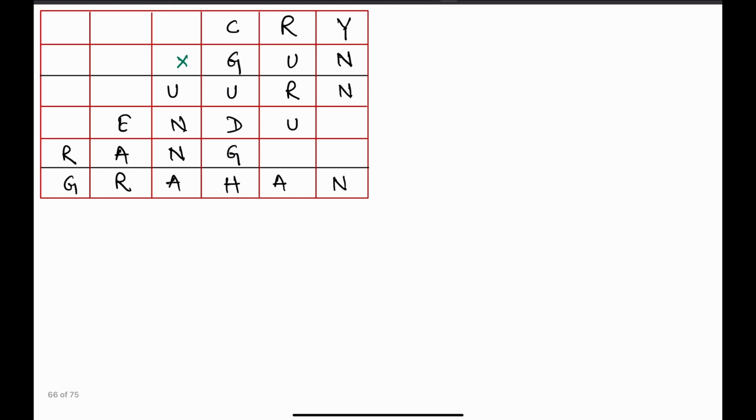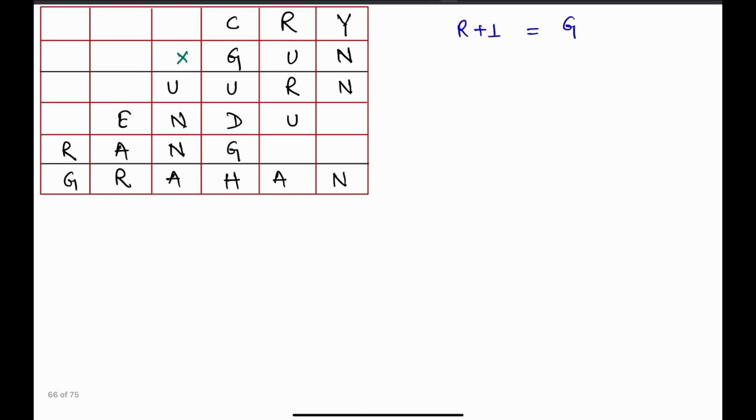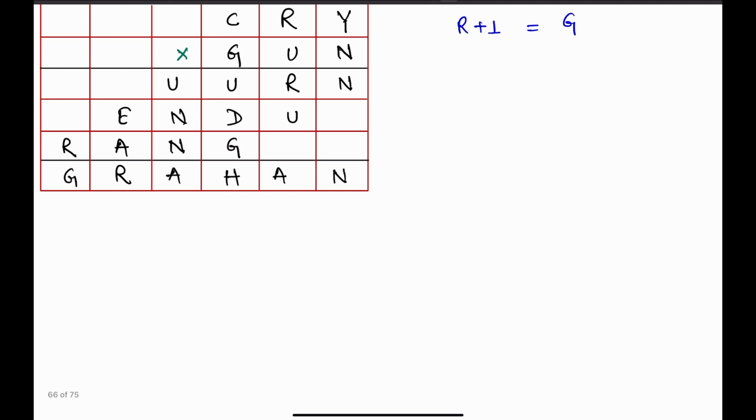So let's take things one by one and try to understand. CRY multiplied with N. One thing from earlier, R plus 1 equal to G. So this much is for sure done. So CRY into N, what I am noticing over here is that Y multiplied with N, I am getting N. Y multiplied with U, I am getting U. Y multiplied with G, I am getting G. Y multiplied with N, I am getting N. Y multiplied with U, I am getting U. Y multiplied with G, I am getting D.